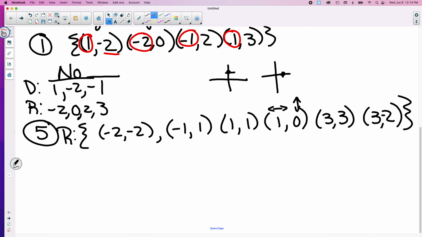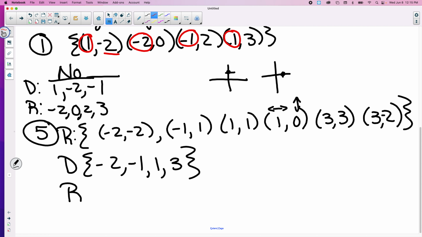Yeah. Okay, now let's list the domain. -2, 3. Well, I'm just gonna list them in order, or whatever I have, but -2, -1, 1, 3, and that's it, right? And then our range would be what? -2, 1, 0, 3, and yeah, that's it. And 3, yeah, so we already have -2. Okay?